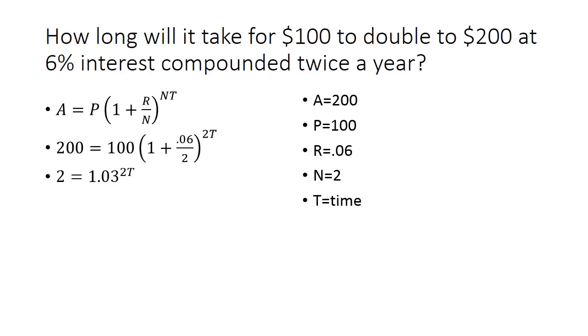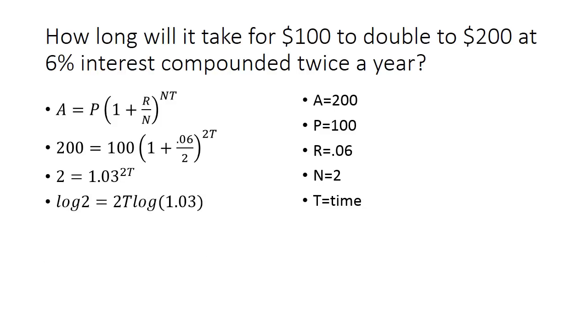Now what I did is I divided both sides by 100, so this 100 went away and this turned into 2. I took 0.06 divided by 2, which is 0.03, added it to the 1, 1.03, and you still have your exponent. Okay, at this point, let's take the common log of both sides.